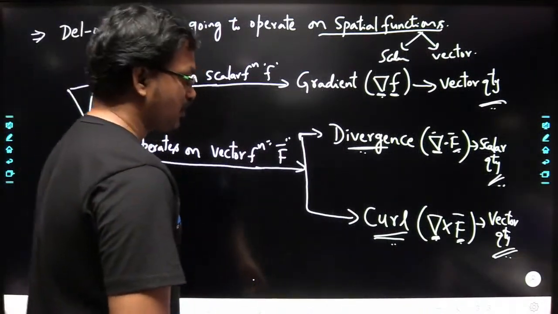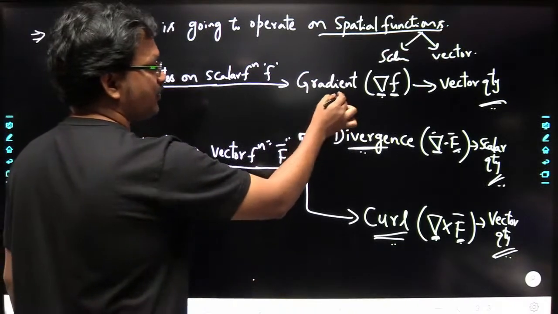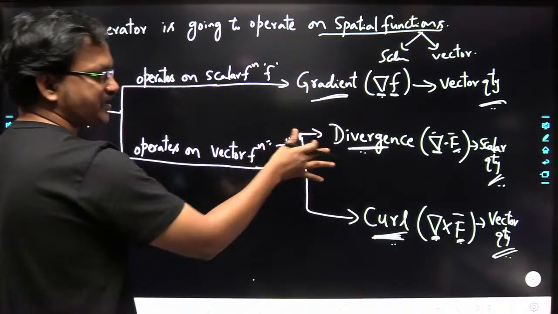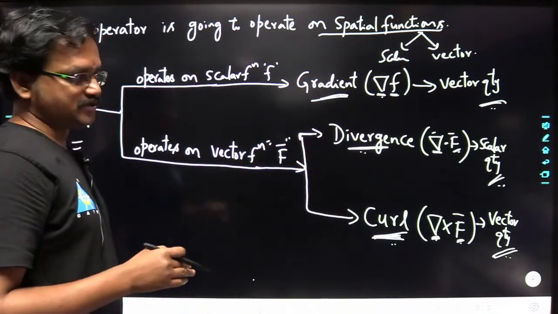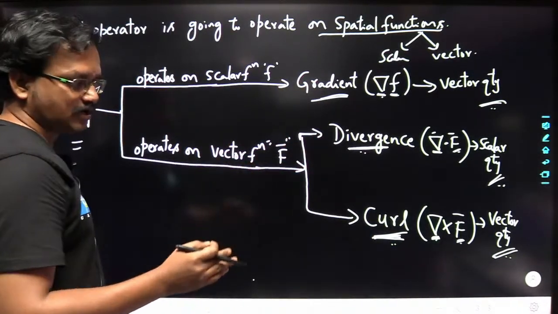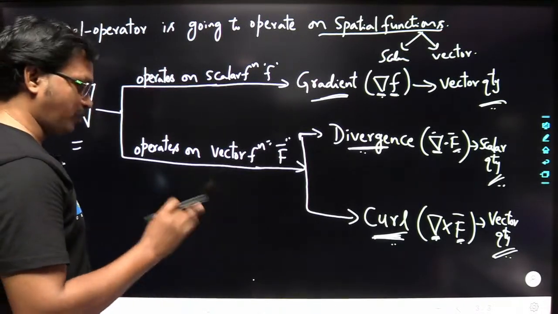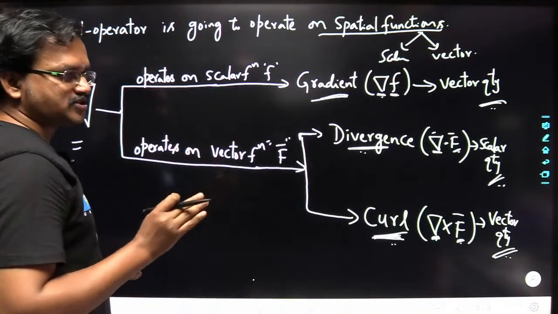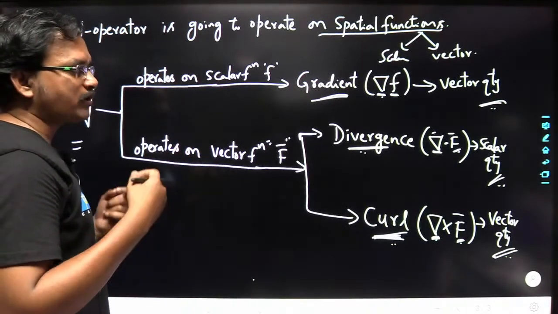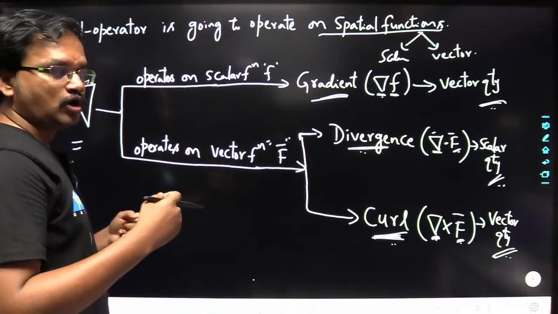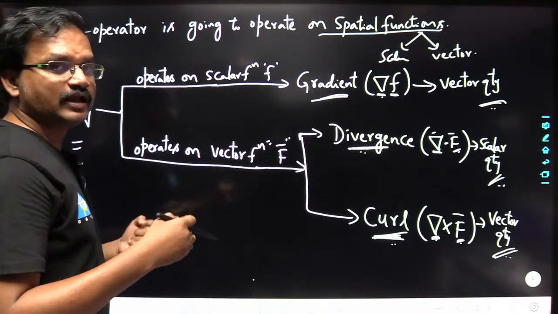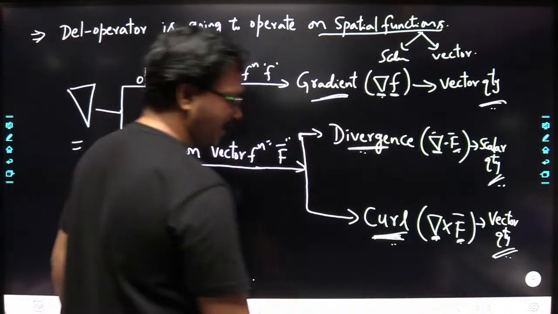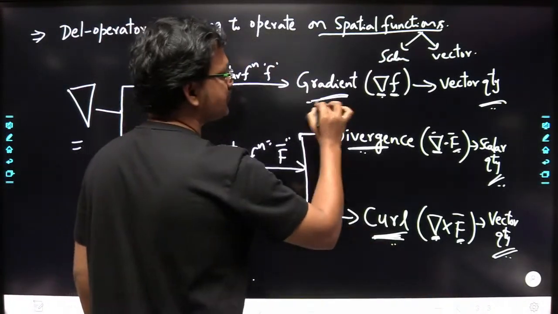Next. So now here we have these three operations, that is gradient, divergence and curl. These three operations are called vector operations. Gradient, divergence and curl are called what? Vector operations. Now we will see each and every operation in detail: how to represent them mathematically, and also their physical interpretation. First we will start with the gradient operation.